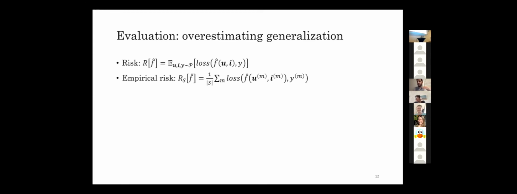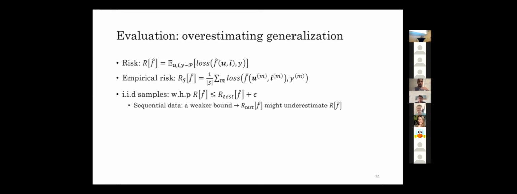Specifically, we set aside a part of the data and call it test data or holdout data. And we know that if my samples are IID, then with high probability my risk is bounded by this empirical risk calculated on the test data. But if my data is generated sequentially, I would have a weaker bound here.